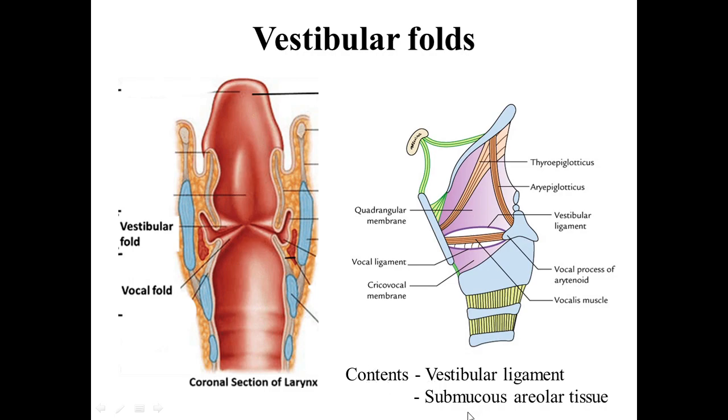and submucous areolar tissue. Now here, this is the sagittal section of the larynx. Here you can see this is the quadrate membrane, and the lower border of the quadrate membrane forms the vestibular ligament. So this vestibular ligament is present in the vestibular fold. This vestibular ligament is covered by the mucous membrane and forms the vestibular fold.